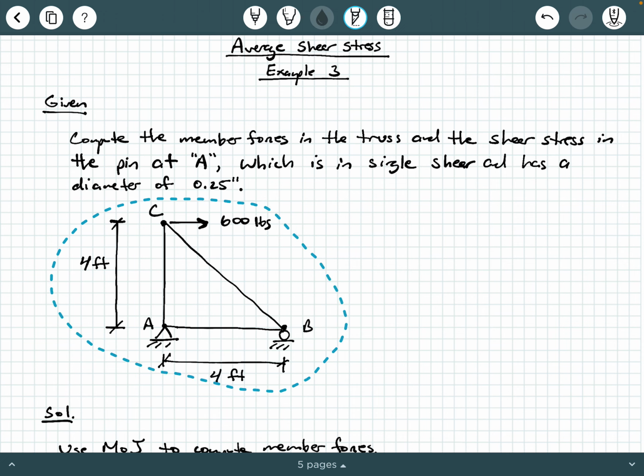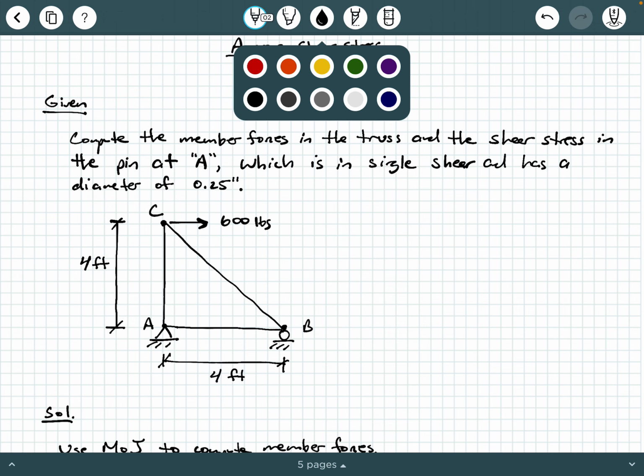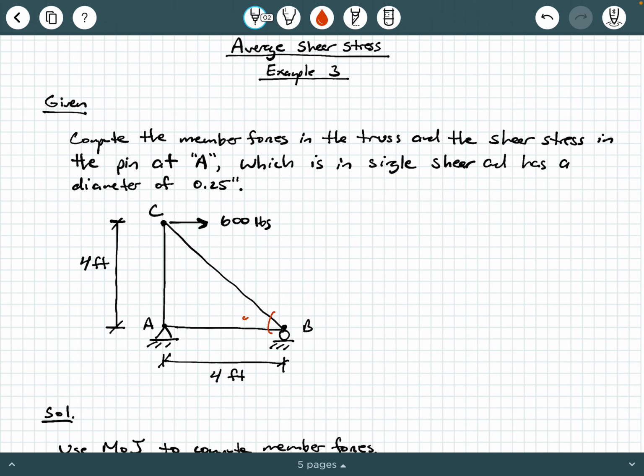We have a pretty simple 3-bar truss that's subject to a 600-pound horizontal load at C. We have an external pin reaction at A and a roller at B. The vertical dimension is 4 feet and the horizontal dimension is also 4 feet. That means that these interior angles are 45 degrees, right? A 1-to-1 ratio gives us 45-degree interior angles, okay?